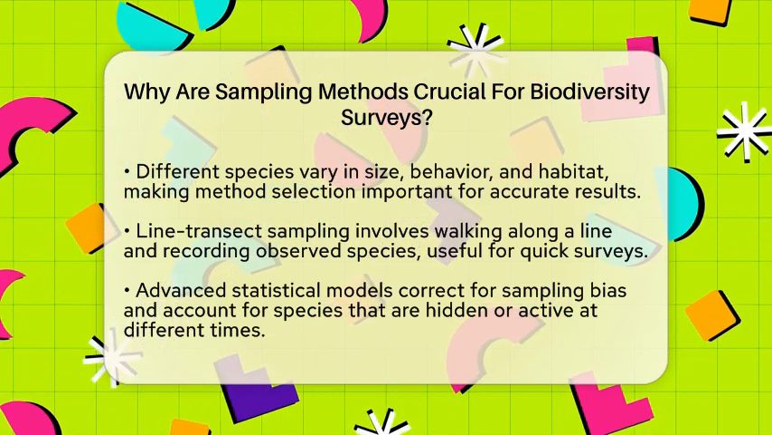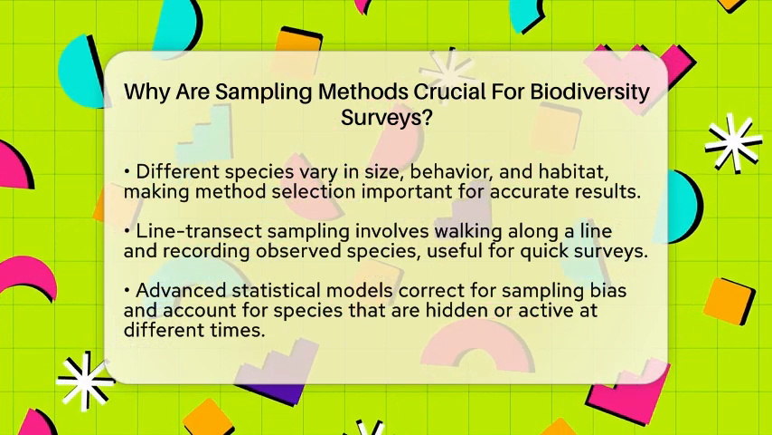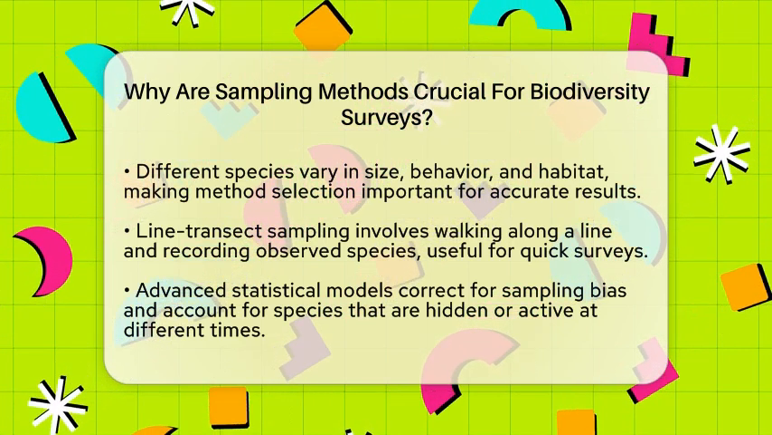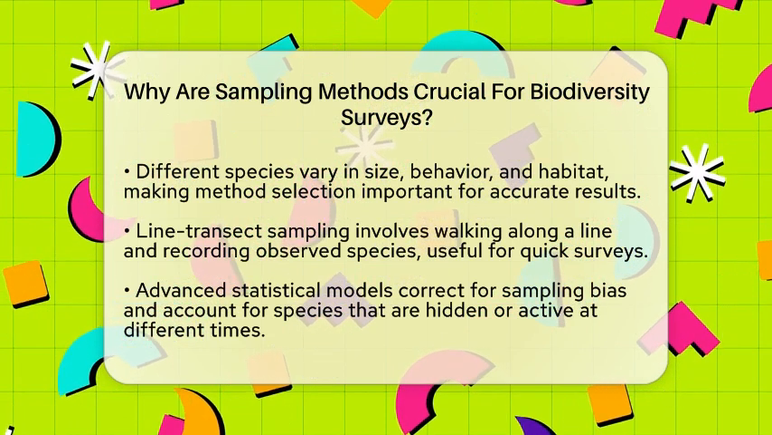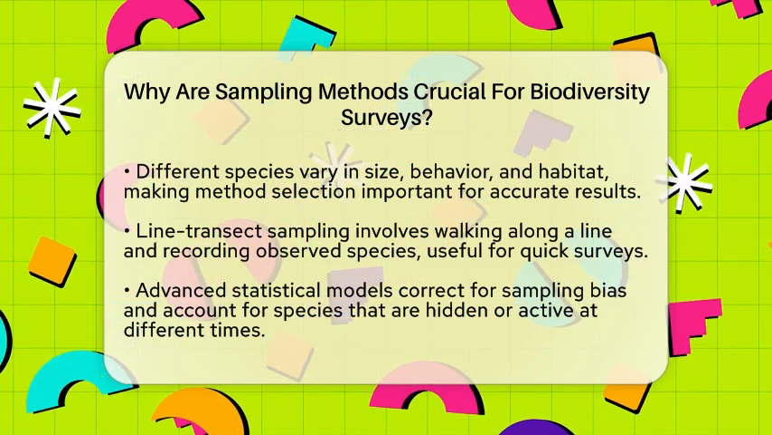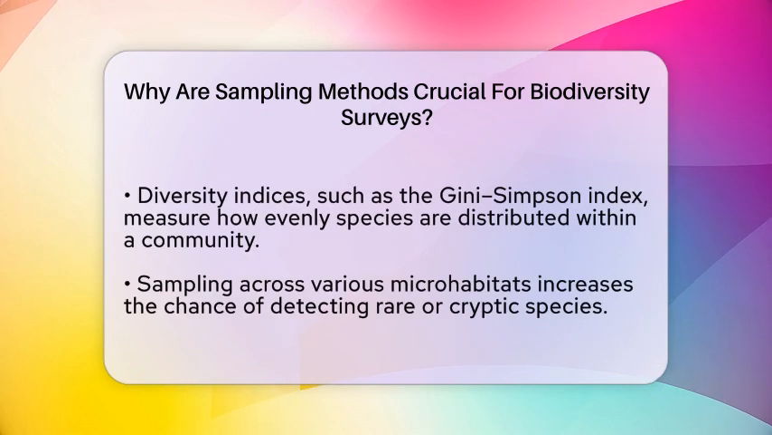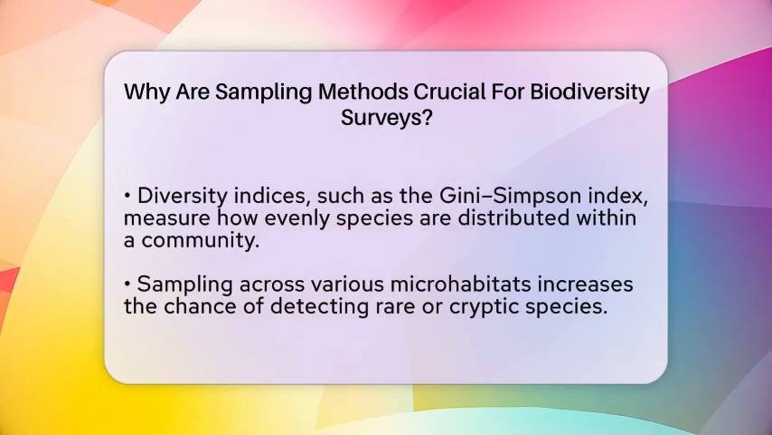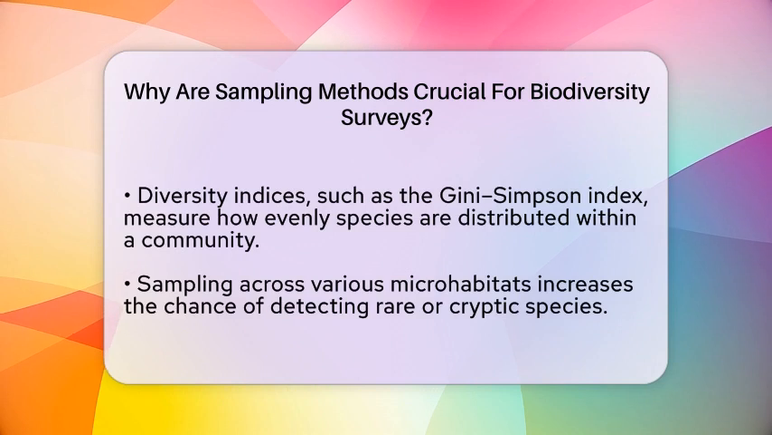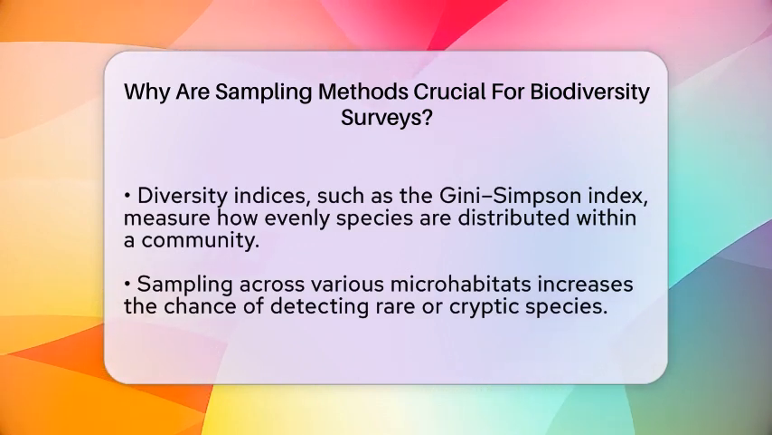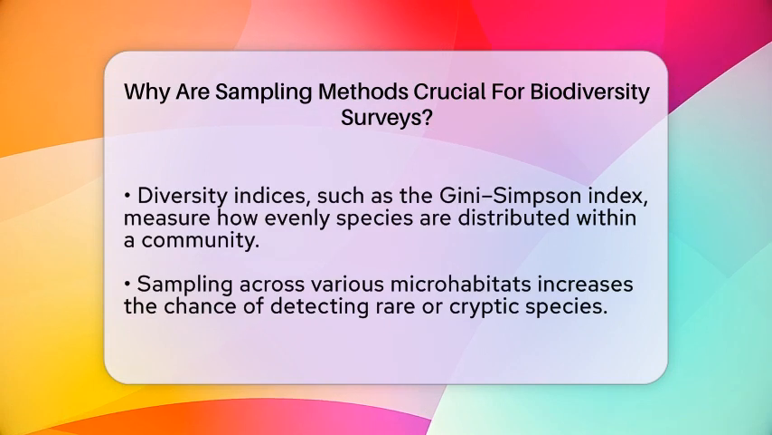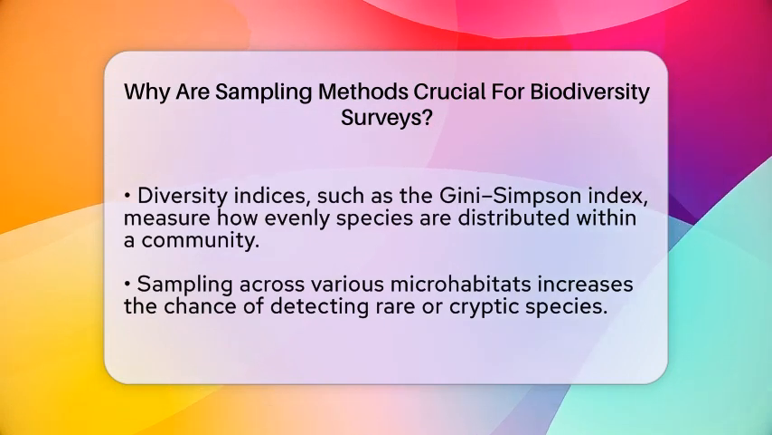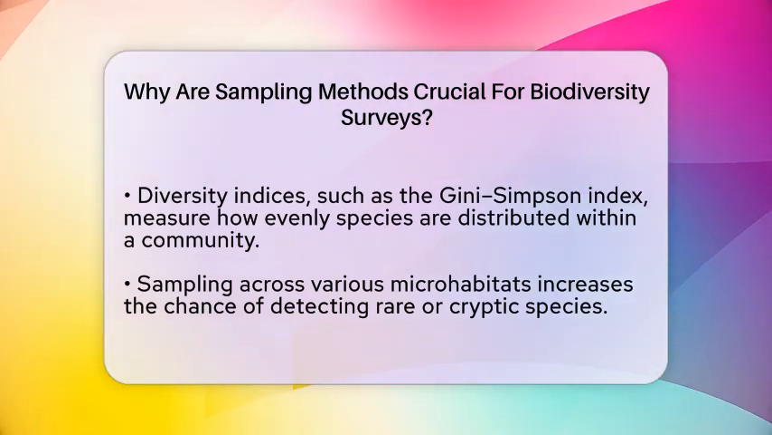More advanced methods help fix problems like sampling bias, where some species are easier to find than others. Scientists use statistical models to adjust their counts, making estimates more reliable. These models can account for animals hiding or being active at different times. They also help calculate diversity indices, which tell us how rich and balanced a community is. For example, the Gini-Simpson index measures how evenly species are distributed in an area.